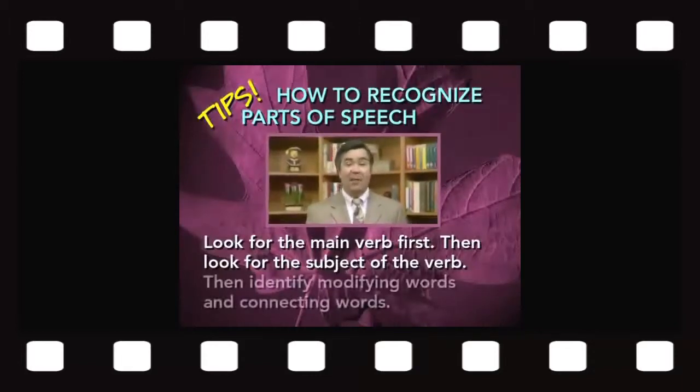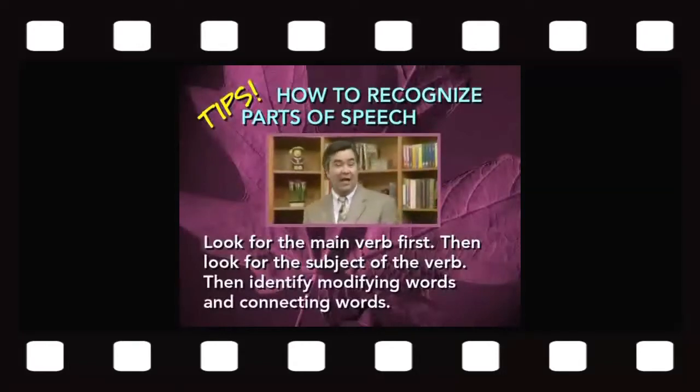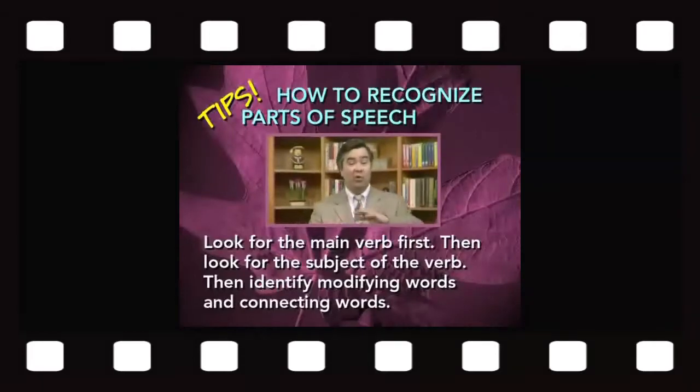You can identify the modifying words, adjectives, articles, and adverbs. You can identify the connecting words, the conjunctions and prepositions. And little by little you can fill out all the rest of the sentence and understand how it all works together. So begin by identifying the verb, then look for the subject of the verb and gradually fill in the other parts of the sentence. That's usually the easiest way to understand the structure of a sentence.